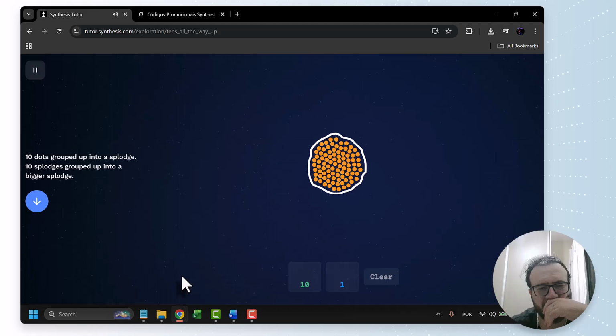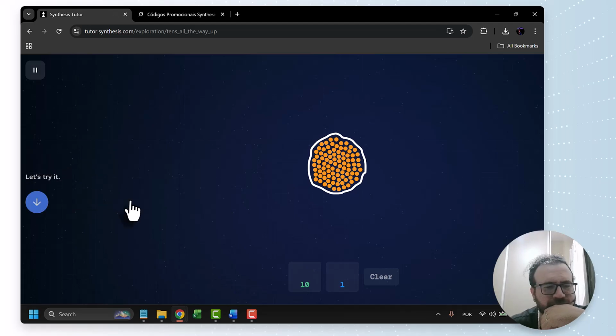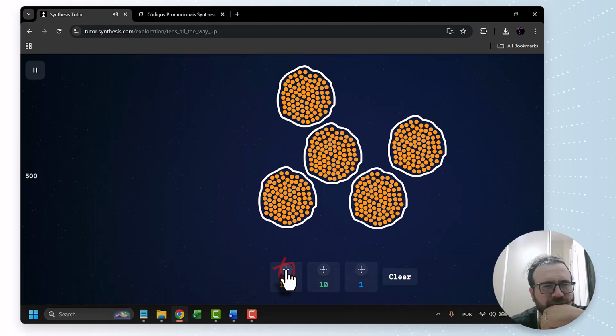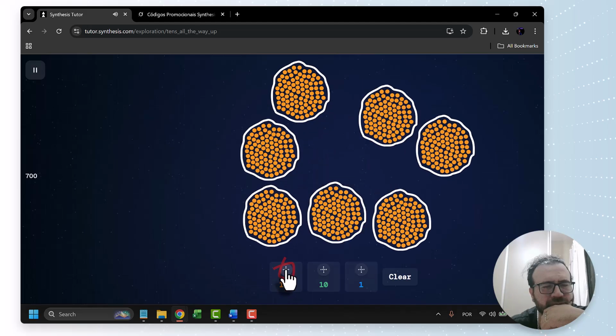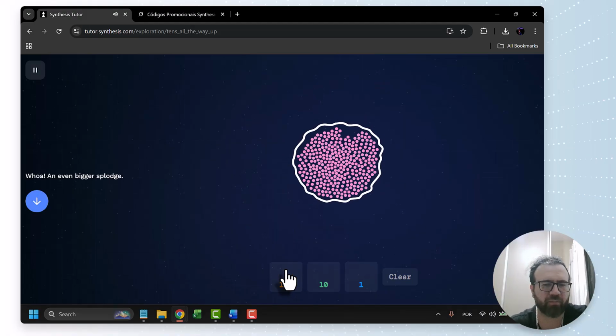10 dots grouped up into a splodge. 10 splodges grouped up into a bigger splodge. How many of these big splodges do you think we'll have to make before we get an even bigger splodge? Let's try it. Here's a new button. Go ahead and add 10 of these 100 splodges. 400, 500, 600, 700, 800, 900. Whoa, an even bigger splodge.